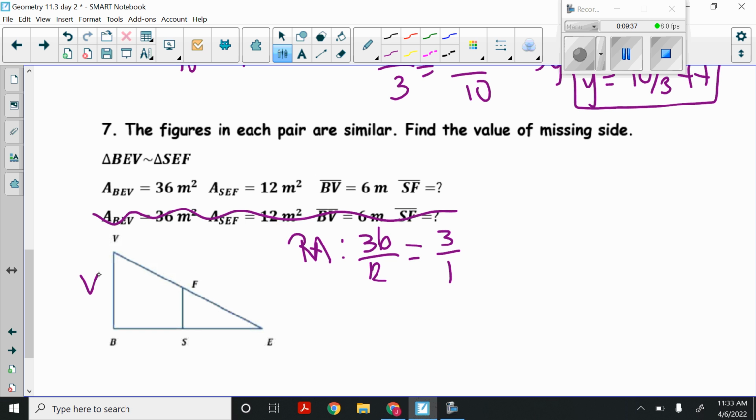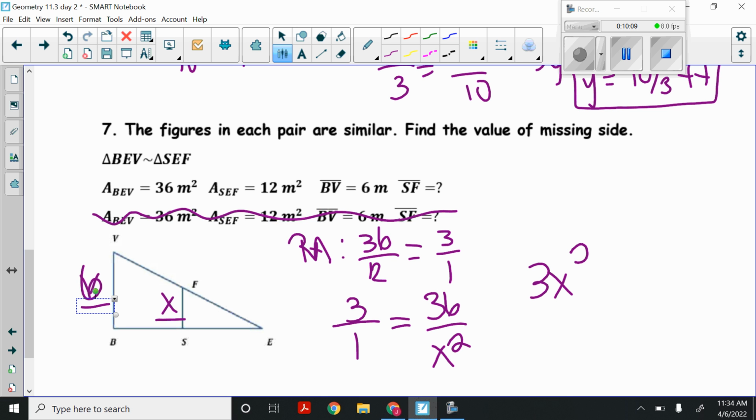B to V is 6. I'm looking for S to F. I'm going to call that X. So this was 6. So this is the ratio of my area. I don't want to find the ratio of my sides necessarily, because if I do that, then I'm going to have the square root of 3. If you don't mind working with the square root of 3, then that's fine. So I can go ahead and just do the ratio of my area, 3 over 1, equals, so then remember I can just square these. So 6 squared, 36 over x squared. And then I won't have to deal with the radical to the very end of my problem.